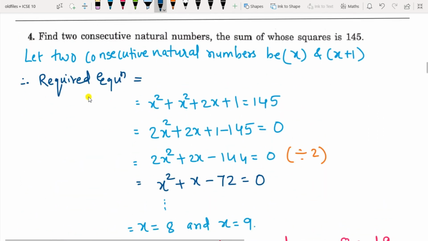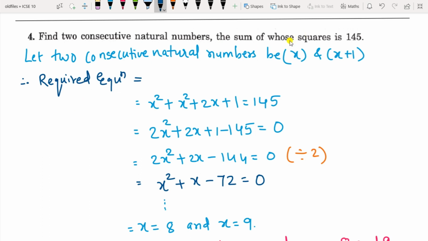Question 4 here is: two consecutive natural numbers, the sum of whose squares is 145. So let the two consecutive natural numbers be x and x plus 1. Now here only two consecutive natural numbers are given. It is not given that they are either even or odd. So just the numbers one after the other you have to write. So this is x and the next number will be x plus 1.